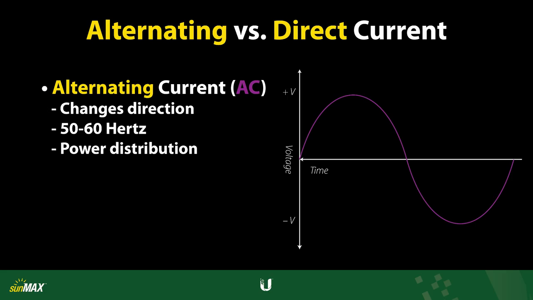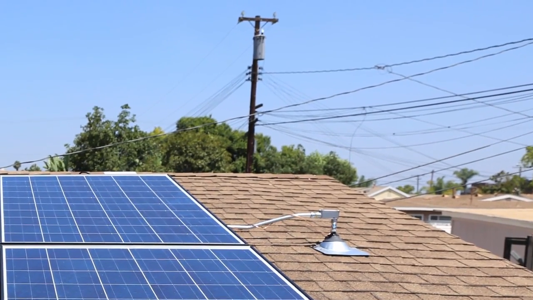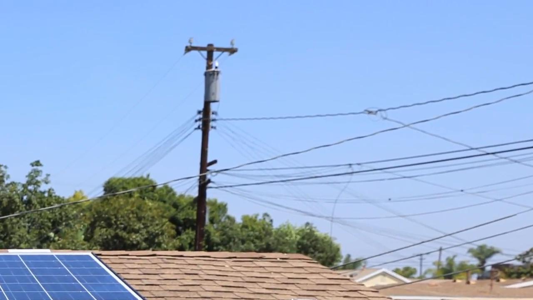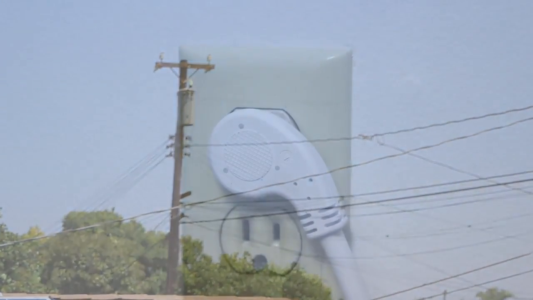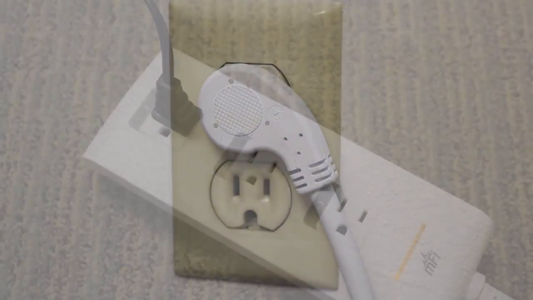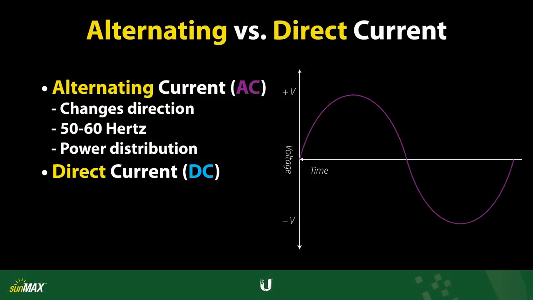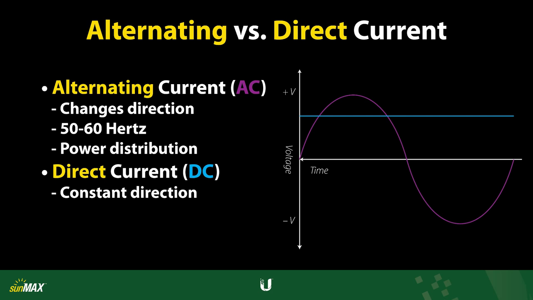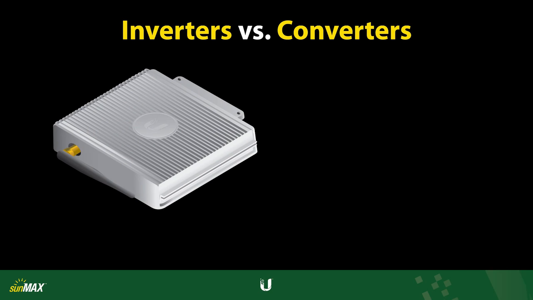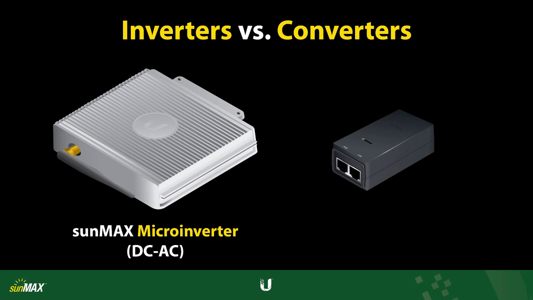AC is the form of current used worldwide by power companies, transmitted over power lines to residential and business customers. Any device that plugs into wall receptacles relies on AC for power. With direct current, the flow of charge only follows one direction. DC is commonplace in batteries, solar cells, and most electronics. Inverters change power from DC to AC, while converters change power from AC to DC.